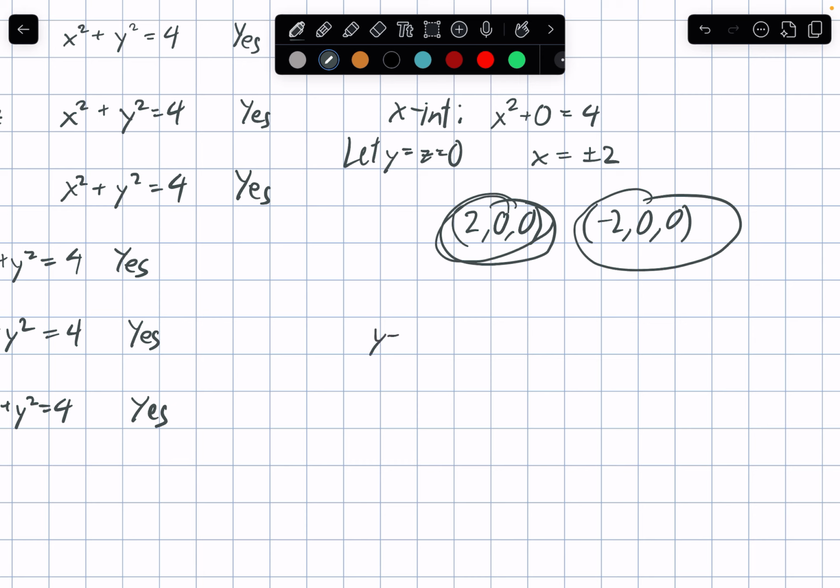So x-intercept, we're done. Y-intercept, let x equal to z equal to 0.